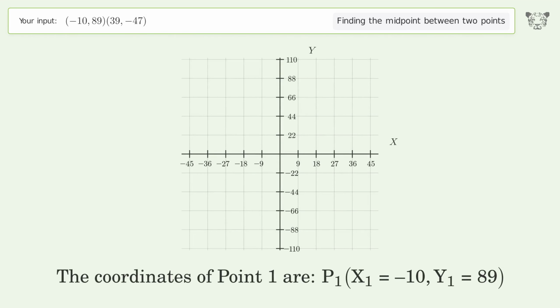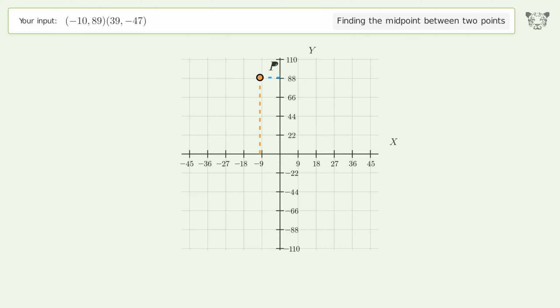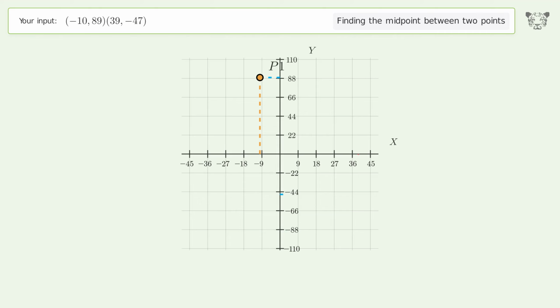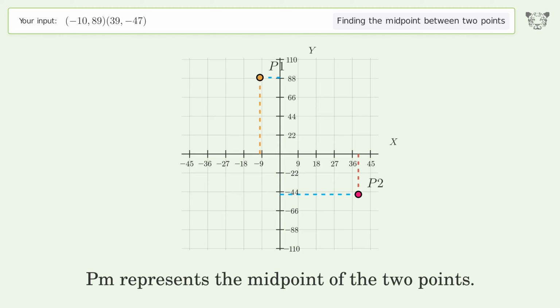The coordinates of point 1 are x1 equals -10, y1 equals 89. The coordinates of point 2 are x2 equals 39, y2 equals -47. PM represents the midpoint of the 2 points.